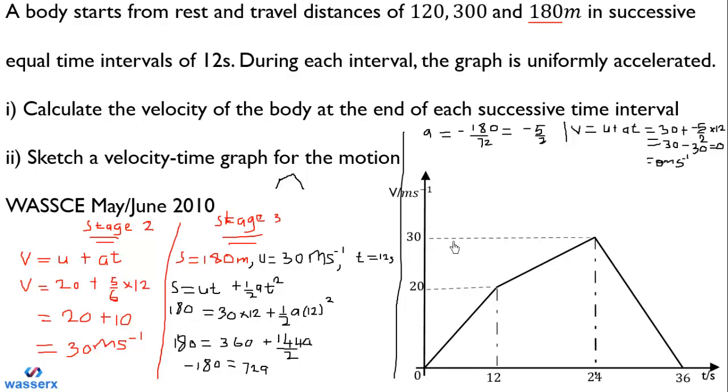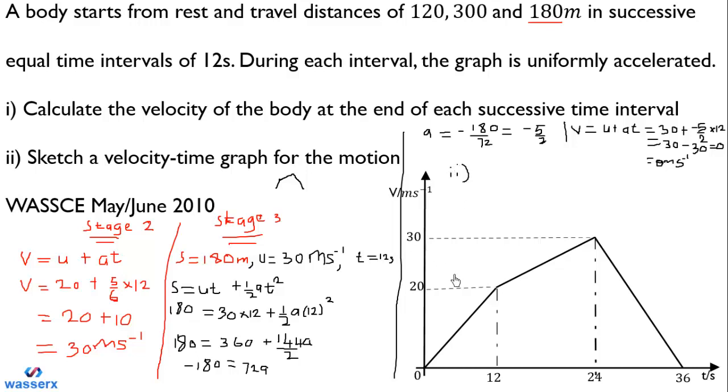So we have 12 successive time intervals, then we have the velocity. The first one is 20 meters per second that we calculated, then the second one is 30 meters per second that we calculated for the second stage. Then we also had the final one to be 0 meters per second. So these were the velocities, and this is the velocity time graph, the velocity against the time. So that is the sketch for the second part of the question.